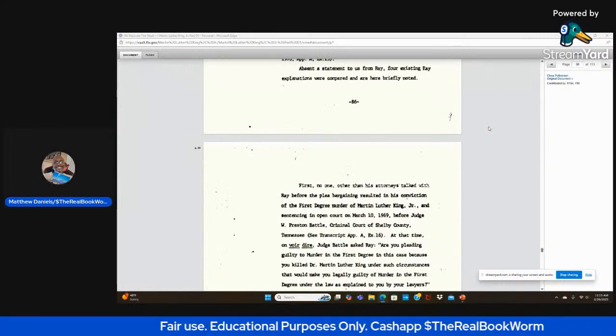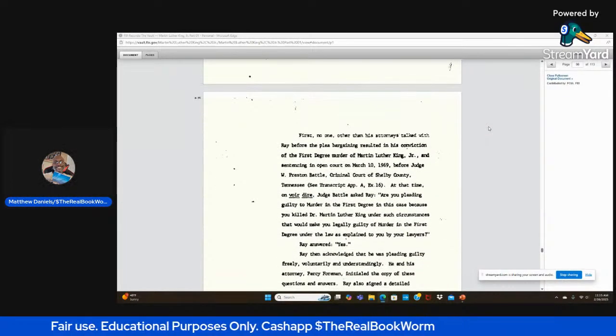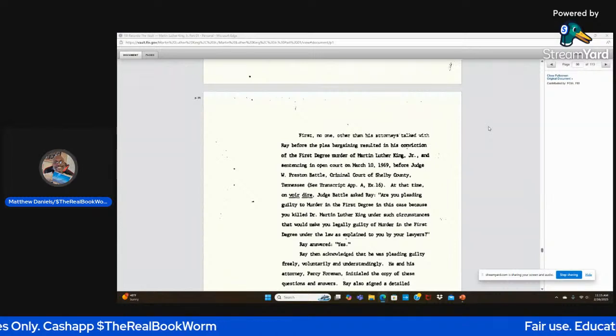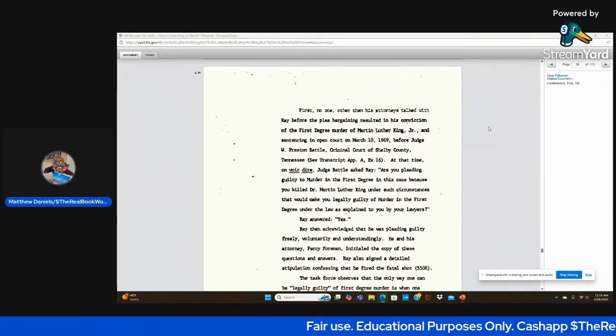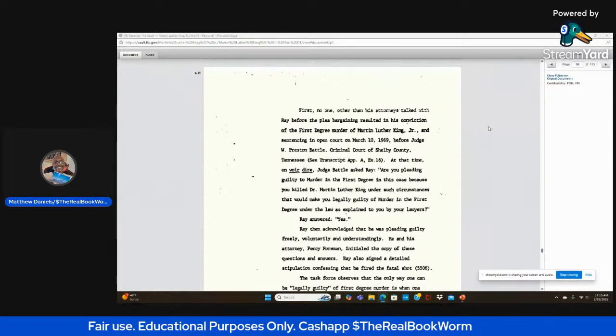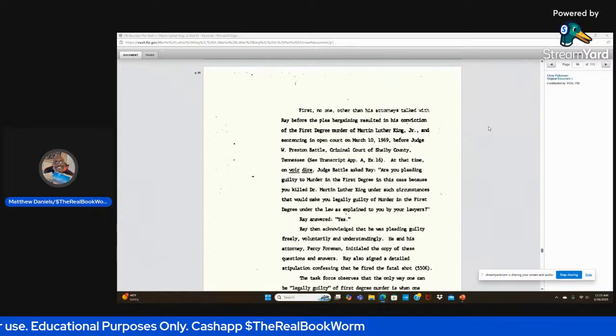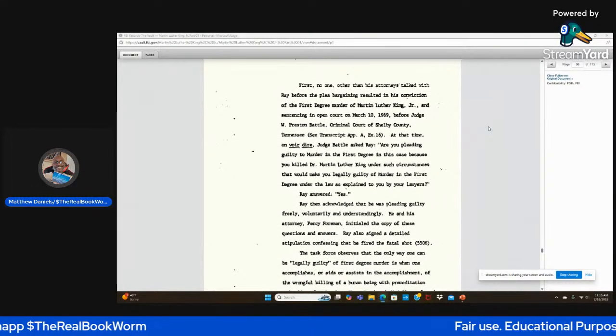First, no one other than his attorneys talked with Ray before the plea bargaining resulted in his conviction of the first-degree murder of Martin Luther King Jr. In sentencing in open court on March 10, 1969, before Judge W. Preston Battle, Criminal Court of Shelby County, Tennessee.